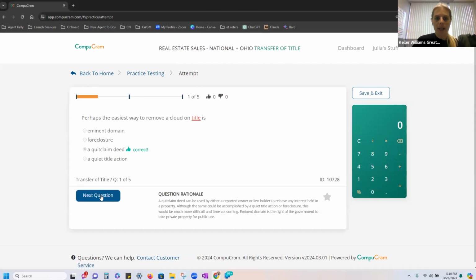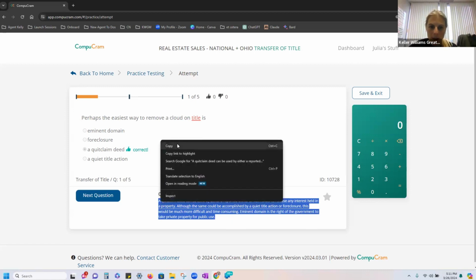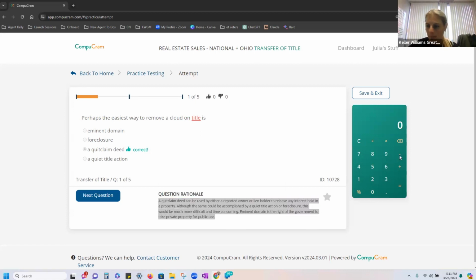All right, we got C, and that is correct. So a quitclaim deed can be used by either a reported owner or lien holder to release any interest held in a property. Although the same could be accomplished by a quiet title action or foreclosure, this would be more difficult and time consuming. Eminent domain is the right of the government to take property for public use, so that would not be relevant to the question. All right, good job. So the easiest way to remove a cloud on title is a quitclaim deed.